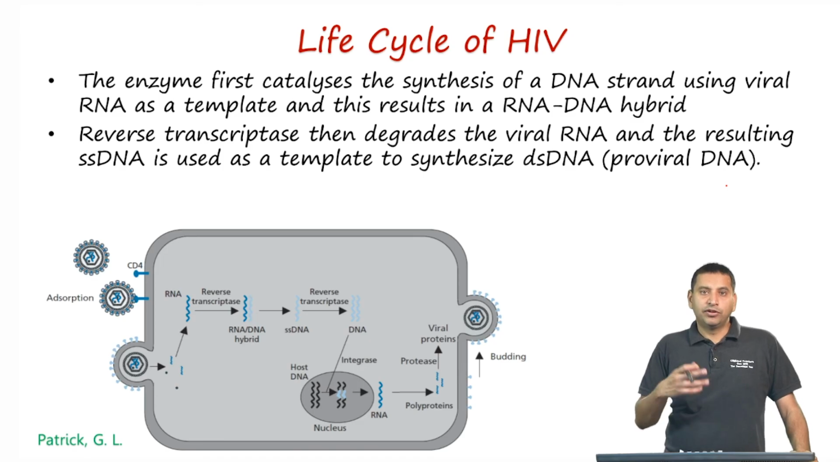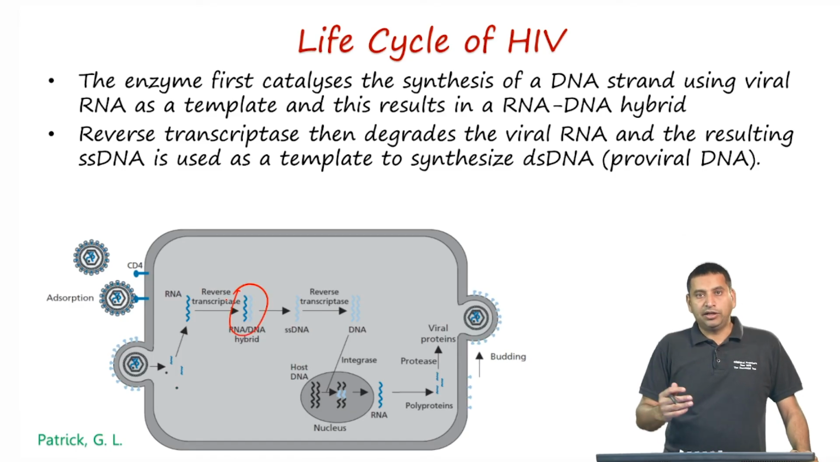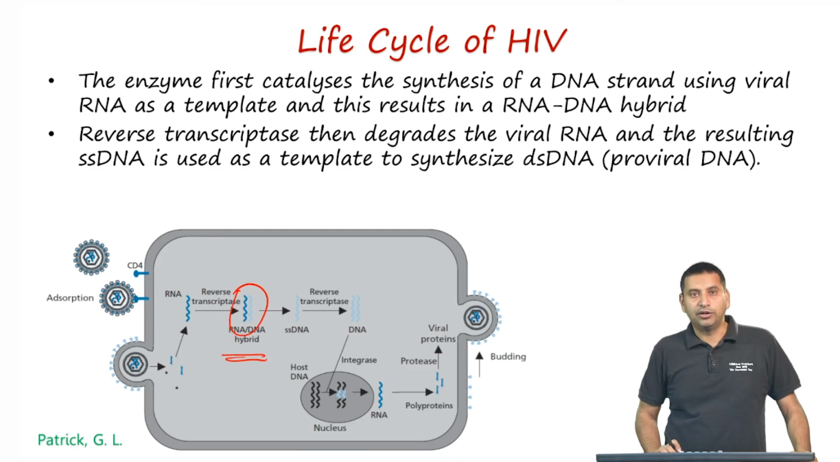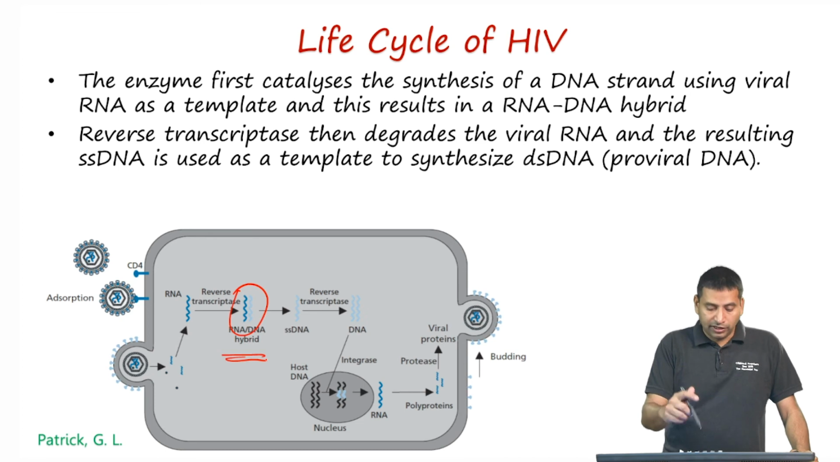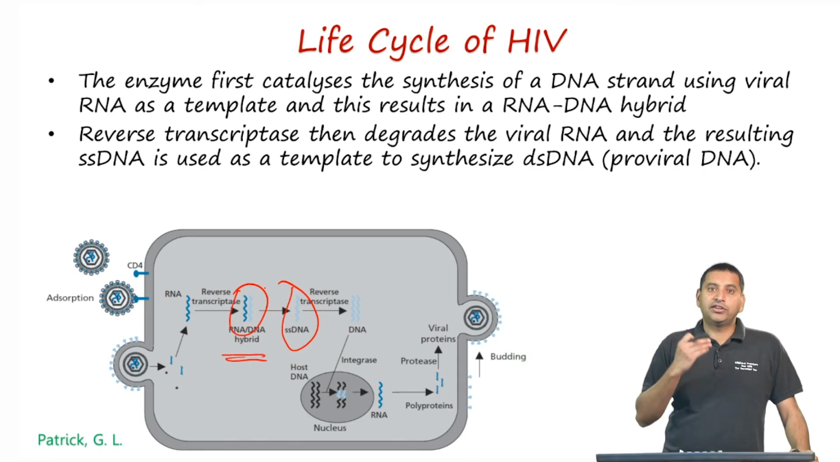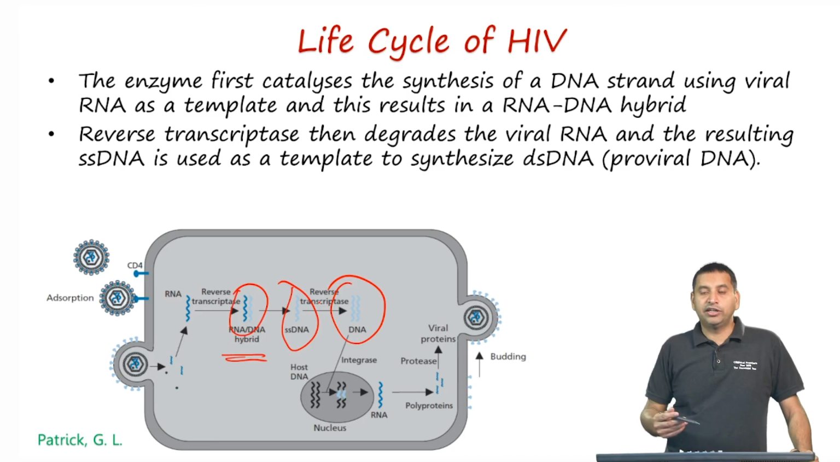The enzyme first catalyzes the synthesis of a DNA strand using viral RNA as a template, and this results in a DNA RNA hybrid. Then reverse transcriptase degrades the viral RNA, resulting in a single stranded DNA. Now, this single stranded DNA is used as a template to generate a double stranded DNA, which is also known as proviral DNA.